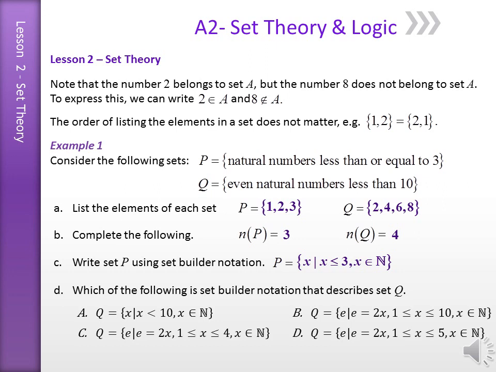If we look at C, for C we're just using x values between 1 and 4. And if x was 1, 2x would be 2. If x was 2, it'd be 2x, which is 4. If x was 3, it would be 2 times 3, which would be 6.